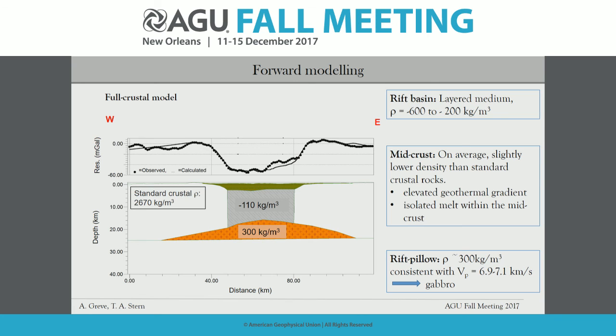The final model I produced here, you see the observations in these big black dots and the calculations on the slide, is exactly based on the geometry of the interpretation of the seismic data, and it features this upper crustal rift basin for which we adopted a layered medium where the density increases from about minus 600 kilogram per cubic meter down to minus 200, which reflects the lithostatic compression of the infill in the basin, which has also been seen in borehole data.